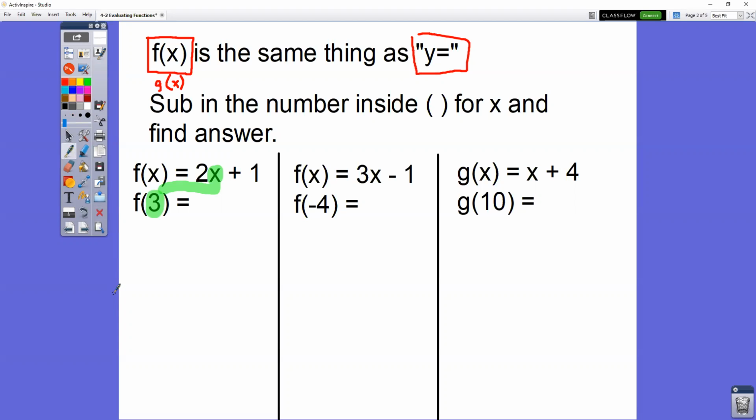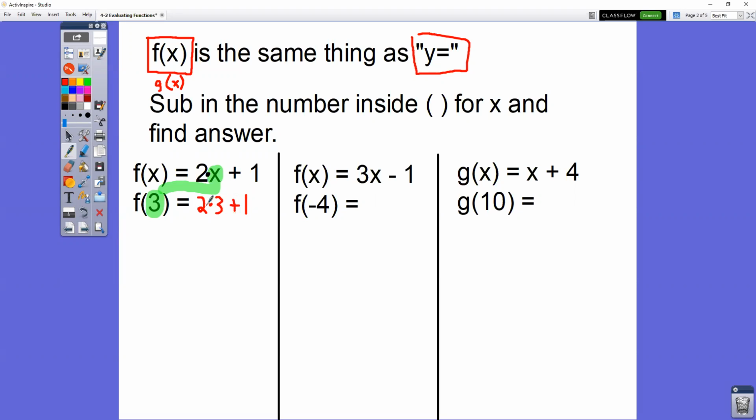Now, don't make the rookie mistake. The rookie mistake, what some people for some reason think, is, oh, okay, so I'm going to sub in this 3 for x, and that means I'm going to have 23 plus 1. It is not 23 plus 1. Remember that when a number is next to a letter, that really means times. So that's really 2 times x plus 1. So when I go to sub in my 3, it's not 23, it's 2 times 3 plus 1.